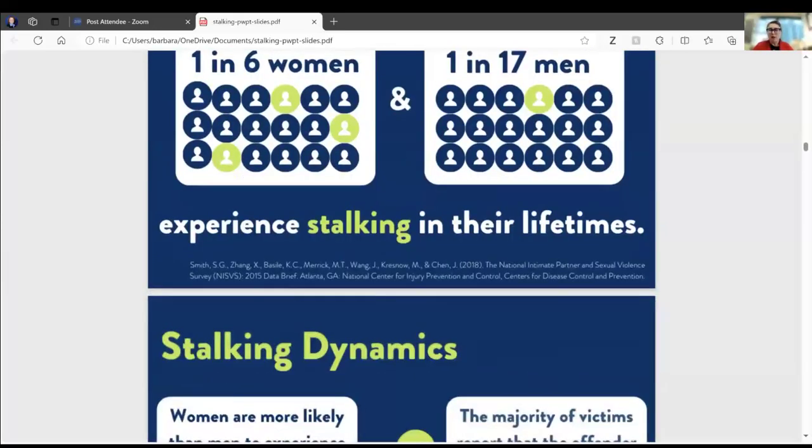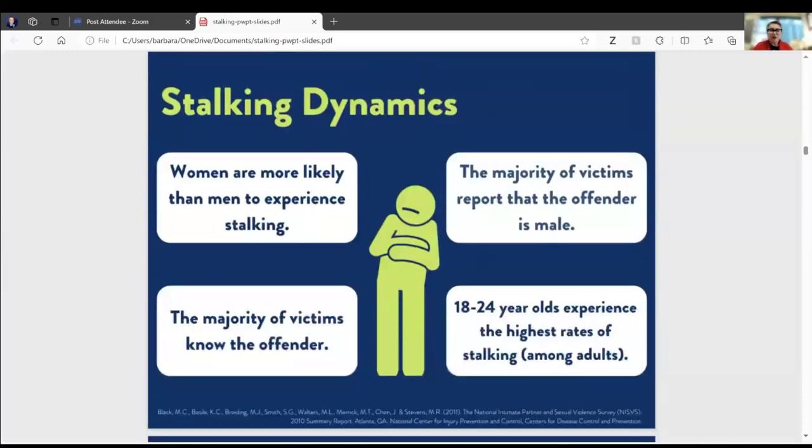1 in 6 women and 1 in 17 men will have a stalking incident during their lifetimes. In addition, we know that women are more likely than men to experience stalking. We also know that the majority of the victims report the offender is male. We know that the majority of victims know the offender. And we also know that 18 to 24-year-olds experience the highest rate of stalking among adults. I don't know about you, but to me, that is alarming.